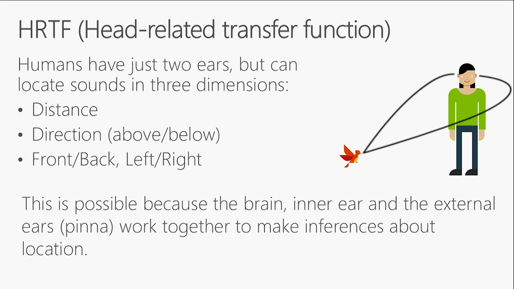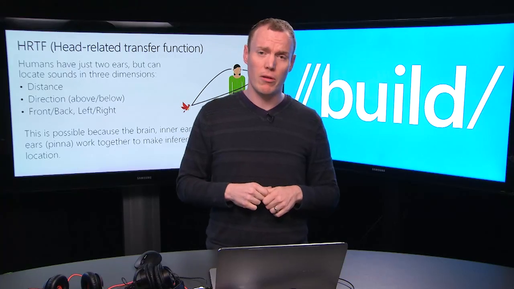So what are HRTFs again? Humans have just 2 ears, but you can hear sounds from different dimensions. You can determine distance, you can determine direction, whether sounds are coming from above or below you. And you can hear front or back, left or right. That's really possible because your brain, your inner ear, and your outer ear work together to make inferences about the location.